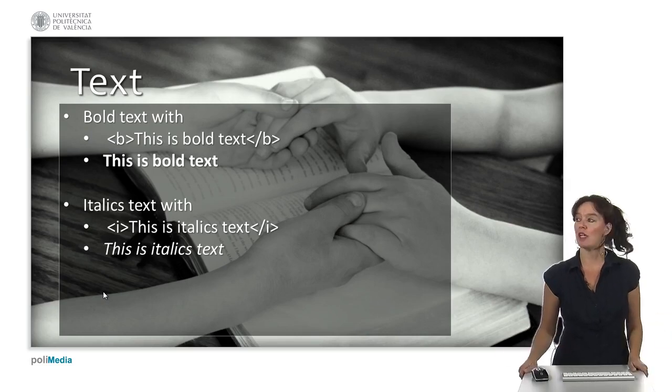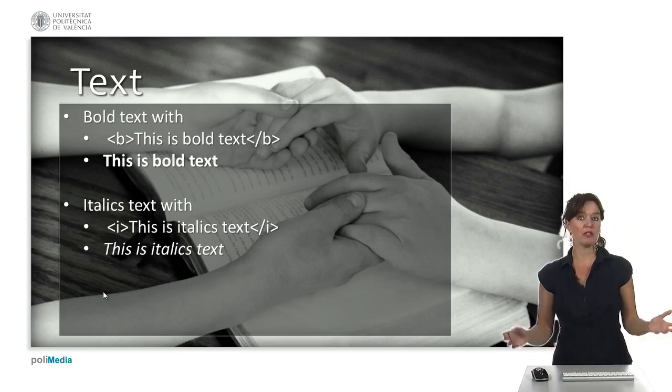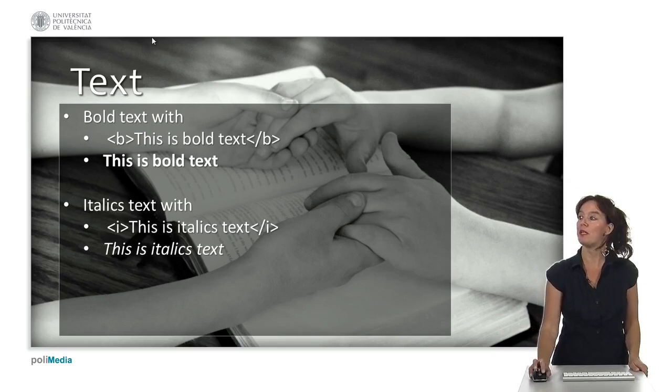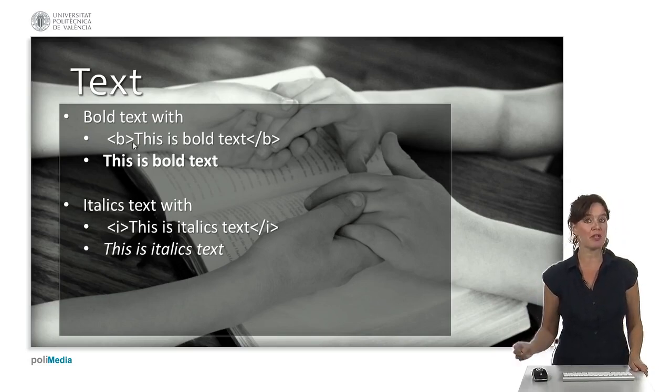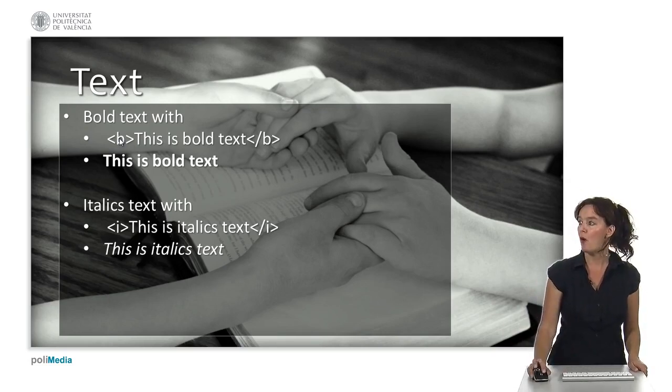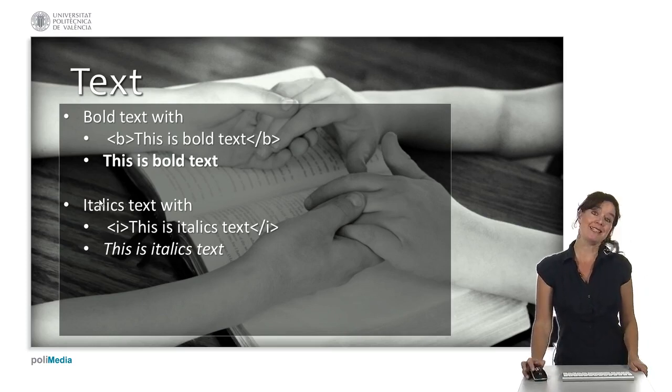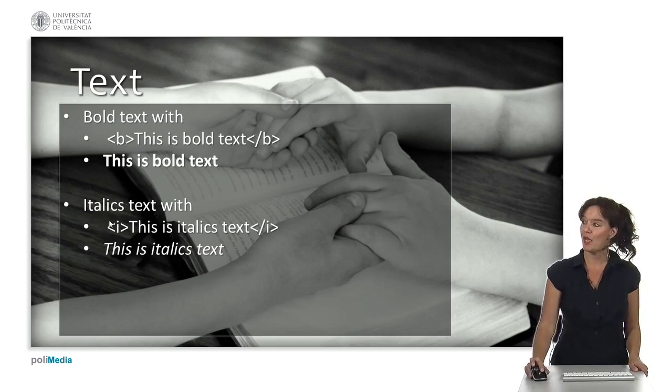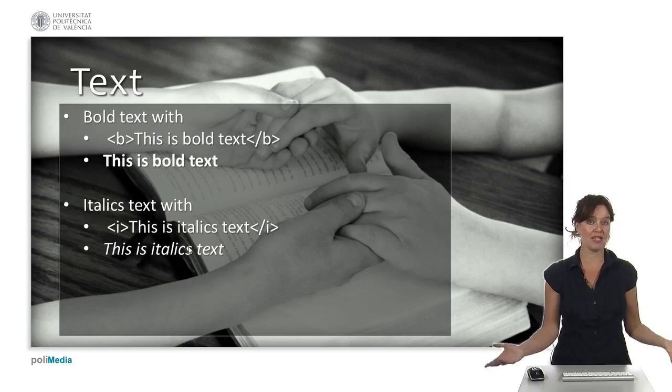Then we have text in our body, obviously. Text we can put in different fonts. For example, if we use the B tag, we can put some text in bold. Here, open B, this is bold text, close B, and then we get this text in bold. We can put it in italics with the I tag. So here we open with I, this is italics text, and we close, and then we have the text in italics.